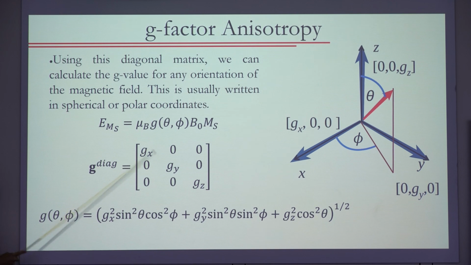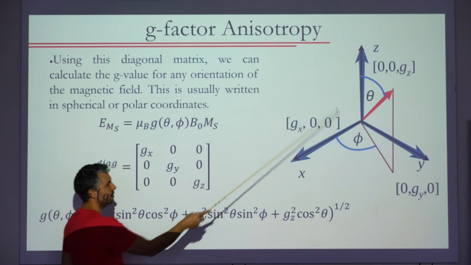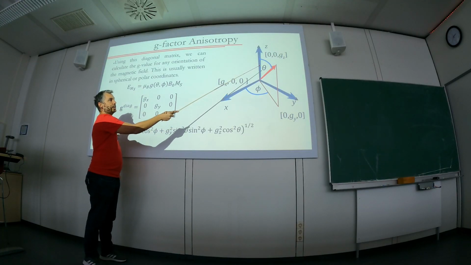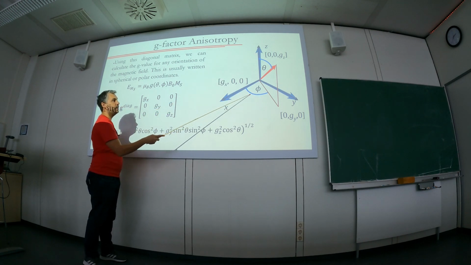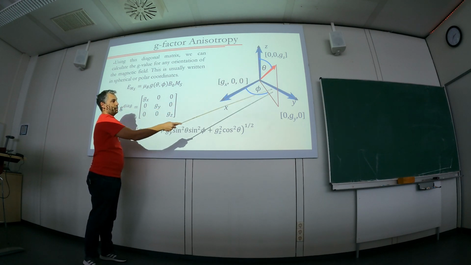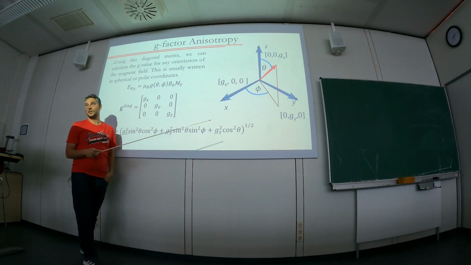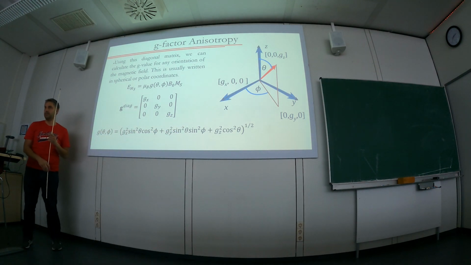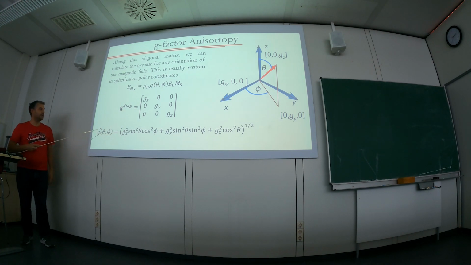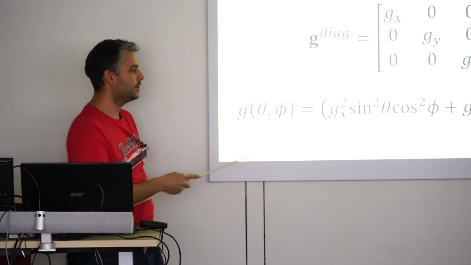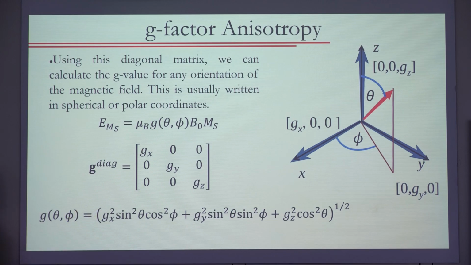So from these values, you can calculate the G value in any orientation. If you take spherical coordinates, it gives you an angle theta to the z axis and an angle phi of the projection of the vector in the xy plane to the x-axis. Maybe you have seen that somewhere, like in math. In spherical polar coordinates, you can find the G value for any angle using this formula starting from a matrix. So you can use this to fit single crystal EPR data.